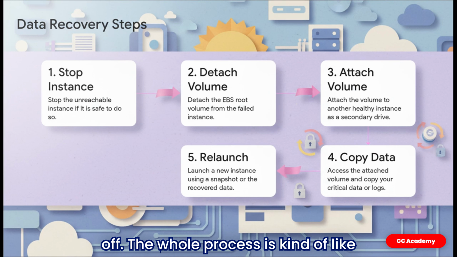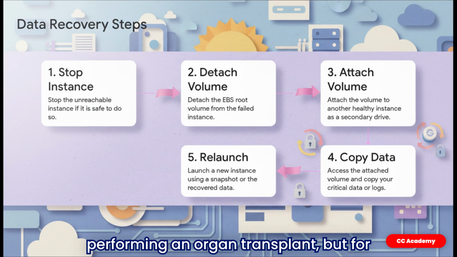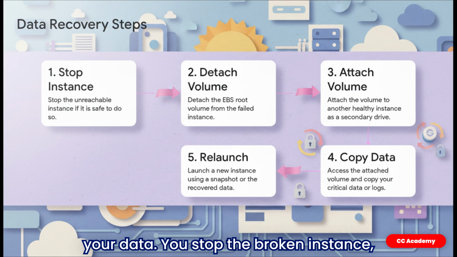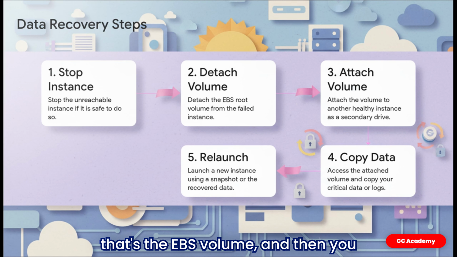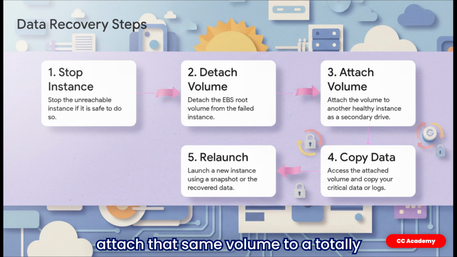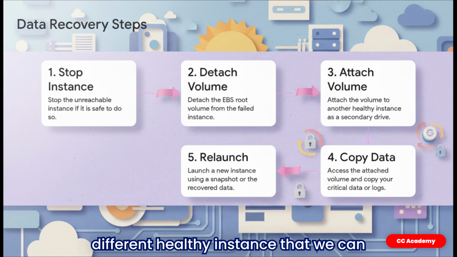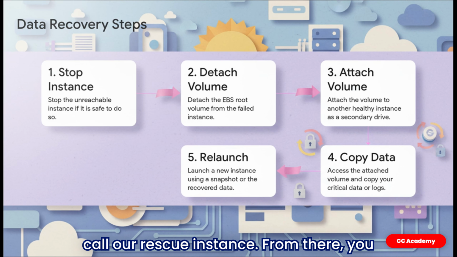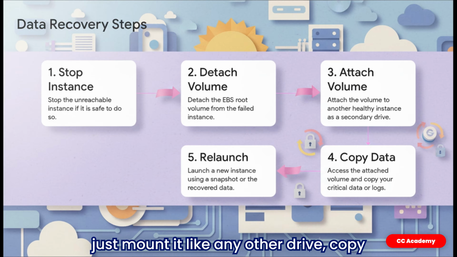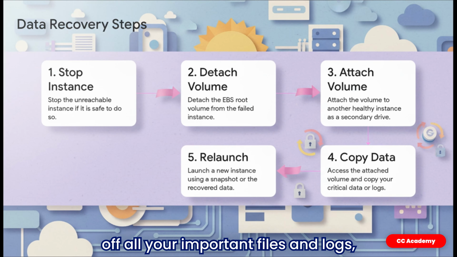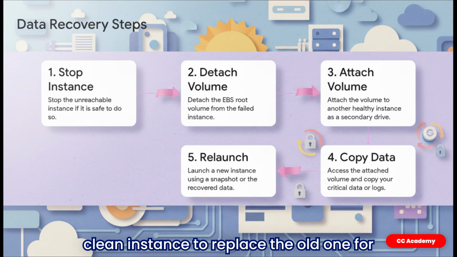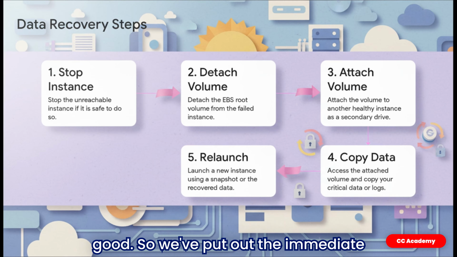The whole process is kind of like performing an organ transplant, but for your data. You stop the broken instance, you carefully detach its hard drive, that's the EBS volume, and then you attach that same volume to a totally different healthy instance that we can call our rescue instance. From there, you just mount it like any other drive, copy off all your important files and logs, and then you can launch a brand new, clean instance to replace the old one for good.